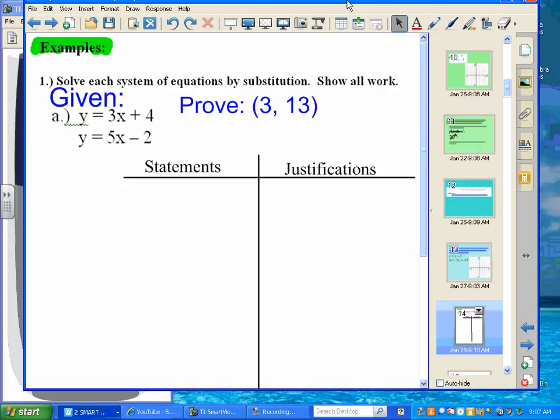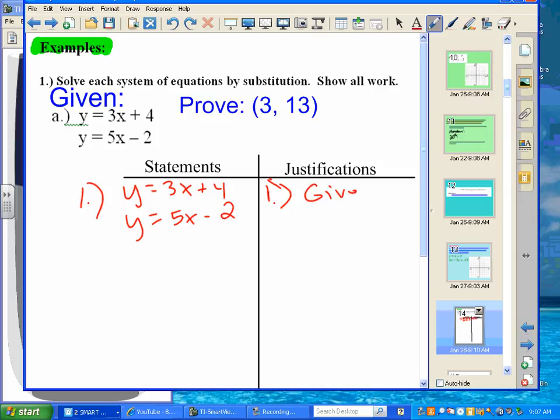Okay, on your paper, I want you to write down, this is what we're given, this is what we need to prove. And again, this is just letter A on the notes, but we're going to do one of these as a proof, as a review. What is always step 1? You guys should be able to tell me this. Zach. Good, the given. So we have y equals 3x plus 4 and y equals 5x minus 2. Step 1 is always your given. So write down what they gave you. The justification is given.